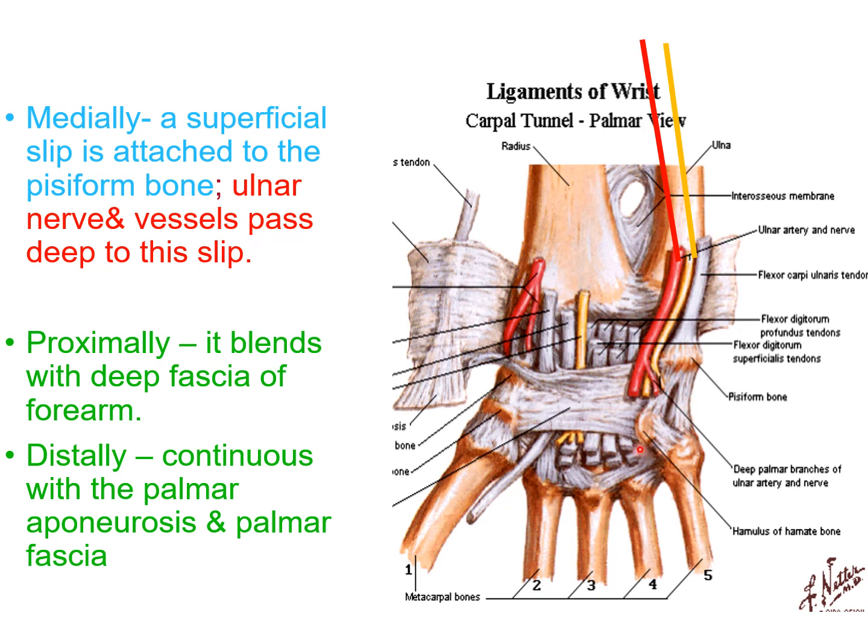Medially, a superficial slip is gaining attachment to the pisiform bone. The ulnar nerve and the ulnar vessels pass deep to this slip. Proximally, the flexor retinaculum blends with the deep fascia of forearm, and distally it is continuous with the palmar aponeurosis and the palmar fascia.